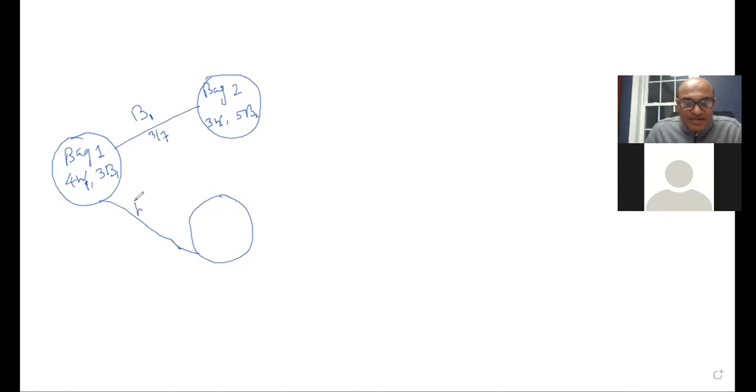Here, suppose that's a white one. So the probability is 4 divided by 7. So in bag 2, what will be the situation? 1 black ball is coming over here, so there are 6 black balls and 3 white balls. Here I previously had 3 white balls and 5 black balls, but now 1 white is coming, so 4 white balls and 5 black balls.